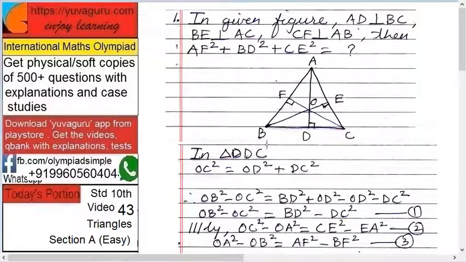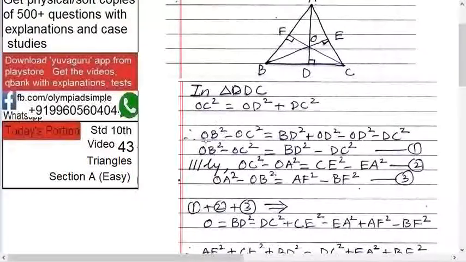In triangle ODC, OC square equals OD square plus DC square, Pythagoras. Therefore, OB square minus OC square equals BD square plus OD square minus OD square minus DC square, right? Check this. Look at this figure always. Pause this video and check this. Therefore, OB square minus OC square equals this.